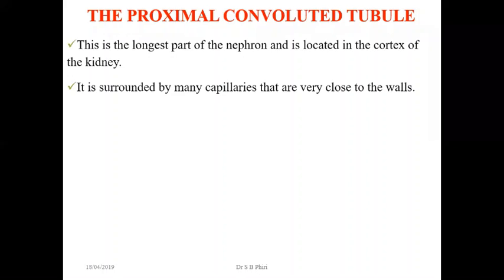Closer to the proximal convoluted tubule, we have peritubular capillaries that are facilitating reabsorption, because whatever is moving from the kidney nephron into the interstitial spaces needs to move into the cardiovascular system. So nearby the proximal convoluted tubule, we have the capillaries, which are called peritubular capillaries, that are going to facilitate reabsorption. Then they are also going to facilitate secretion.